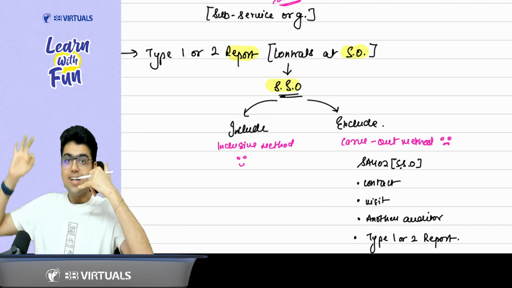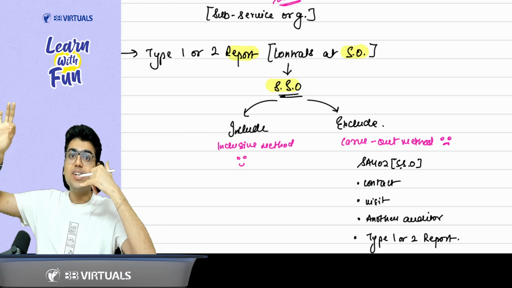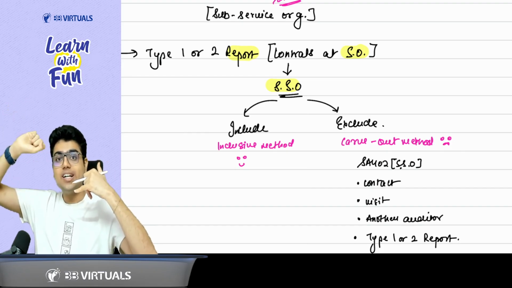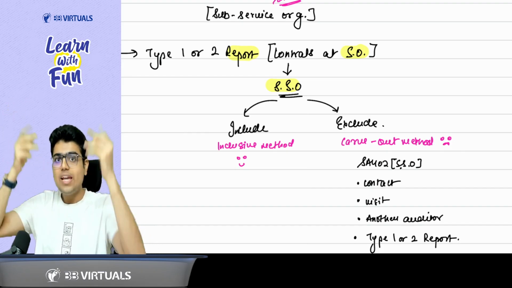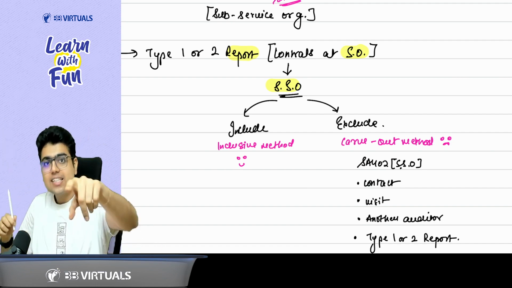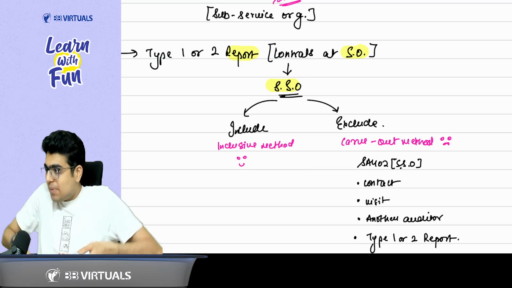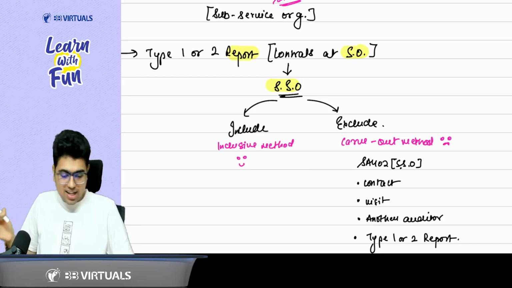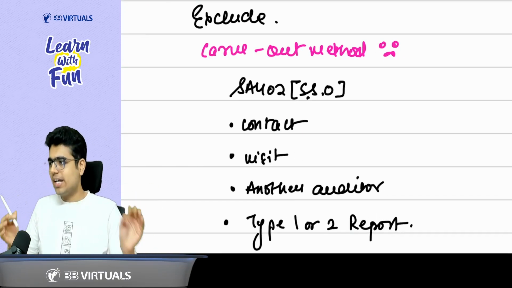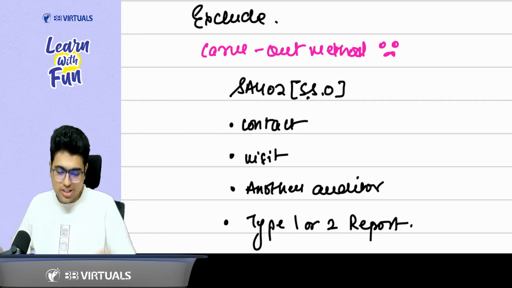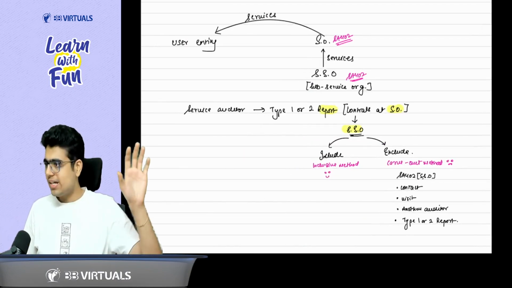Contacting the sub-service organization through the user entity. Second point, if they are not picking up the call, visiting the sub-service organization. If there is a pain in the legs, asking someone else, another auditor. And lastly, you can take a type 1 or type 2 report from the sub-service organization. So this part you just need to have an understanding.